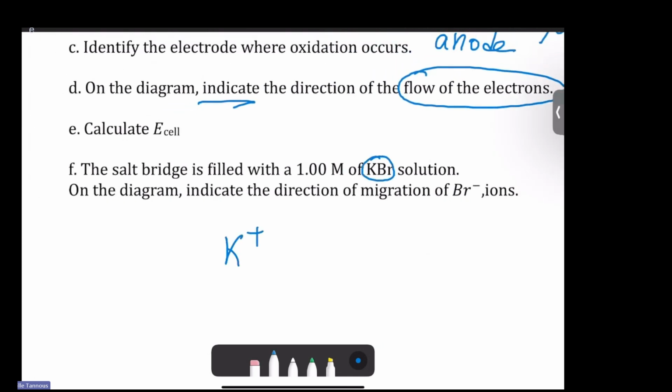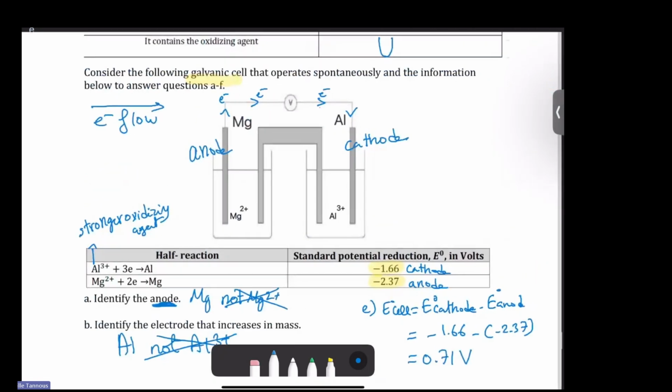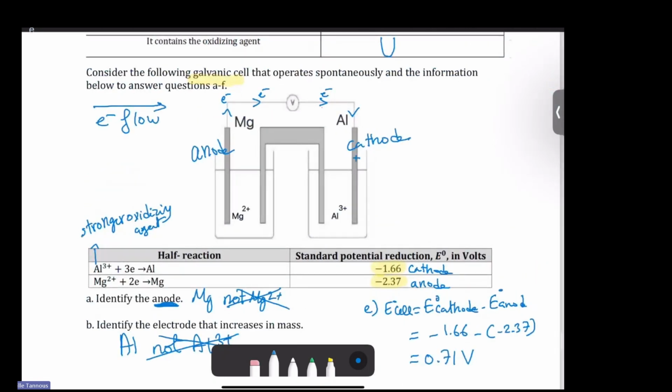Last question. The salt bridge is filled with KBr solution. Yani, it's filled with K plus and Br minus. On the diagram, indicate where Br minus migrates. I'm going to do both. To the cathode, that is the positive electrode, migrate the positive ions. To the anode, that is negative, migrate the negative ions. And that's it.